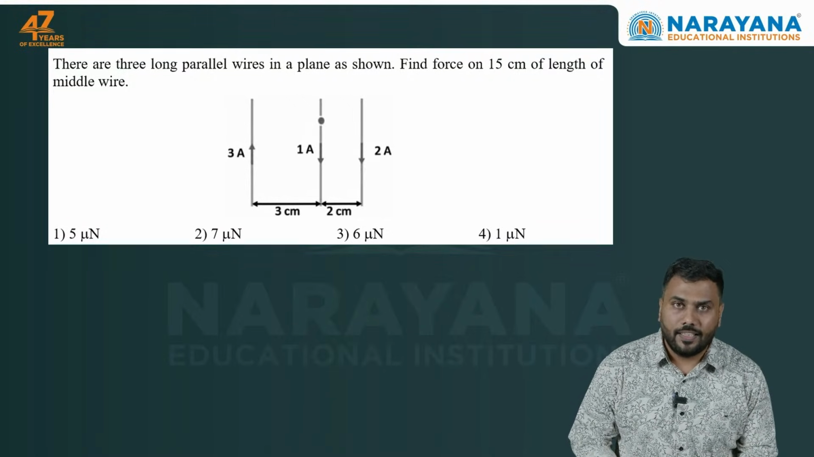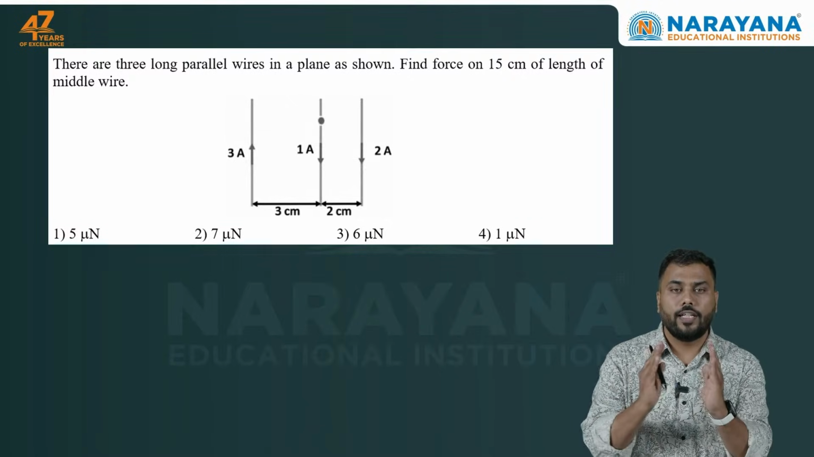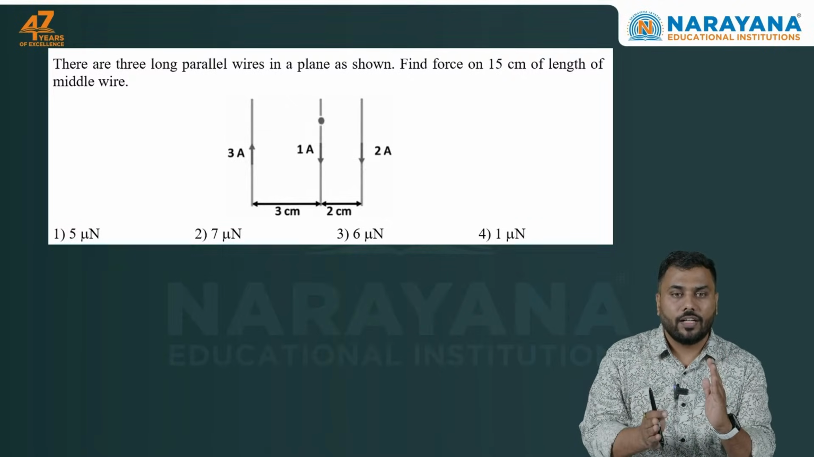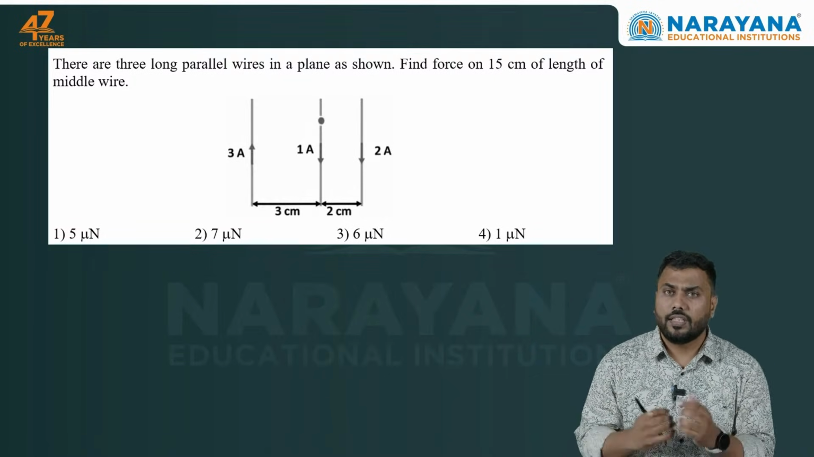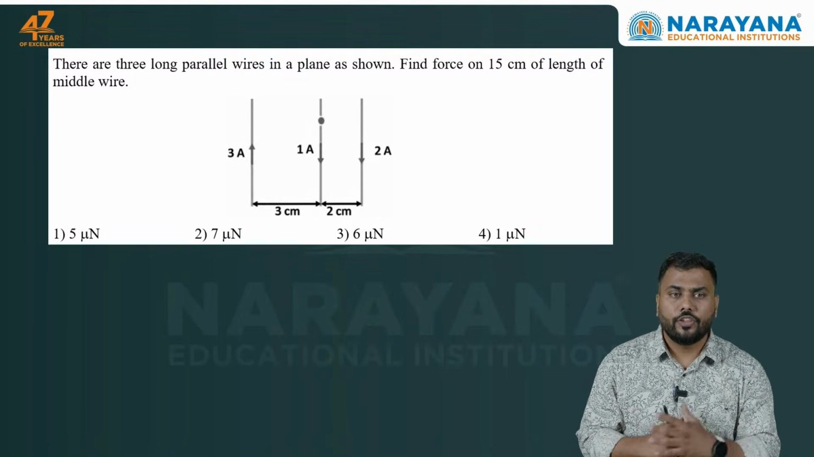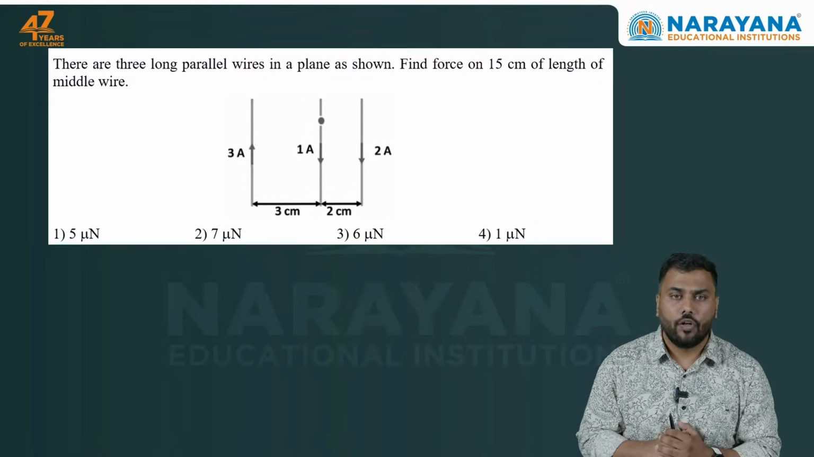So you can see in the diagram given with the question, we have three long wires. The middle wire is carrying a current of 1 ampere and the end two wires are carrying currents of 3 ampere and 2 ampere. The distances between the wires are also given. I need to find the force on a 15 centimeter length of the middle wire.